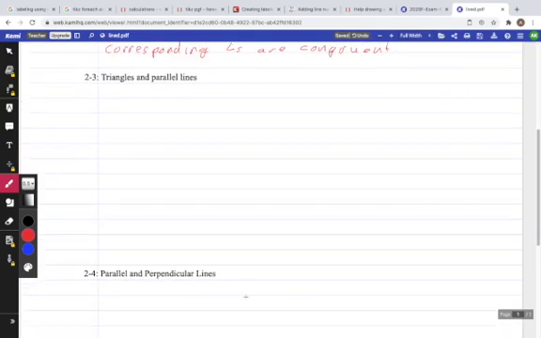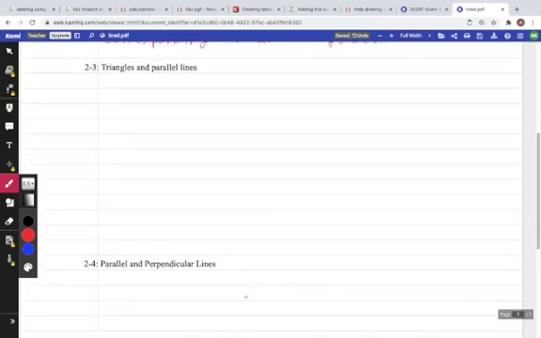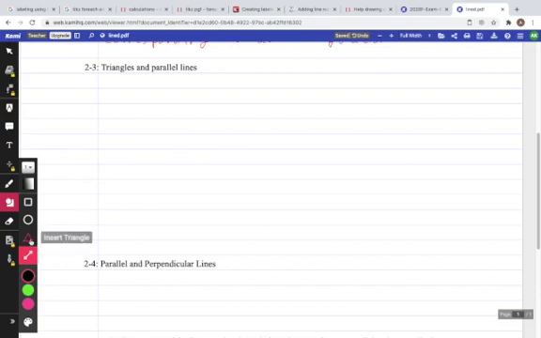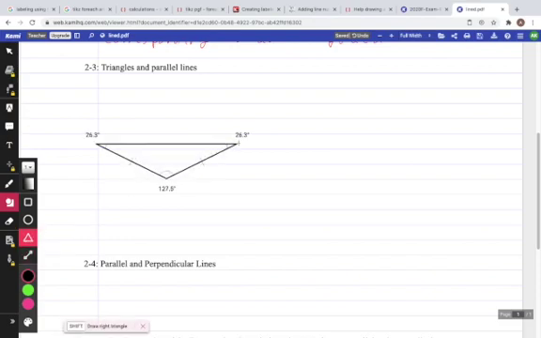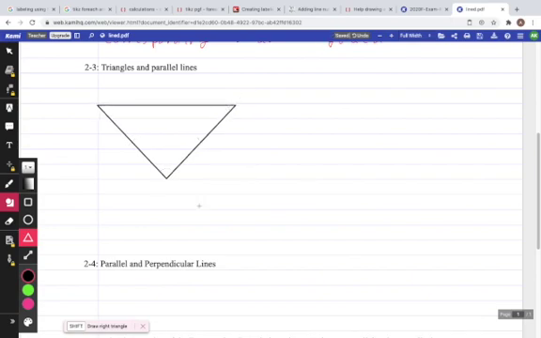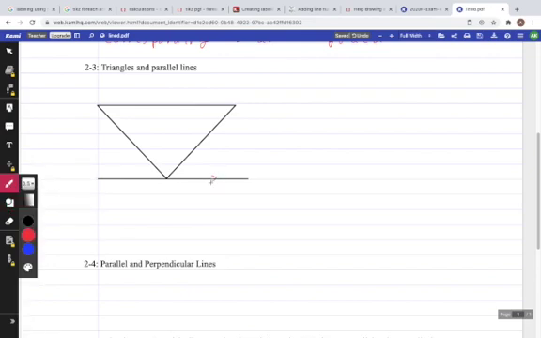Now the second bit, triangles and parallel lines. Well, here's honestly what it is. We have this triangle, and I'm going to put a line here. Okay. This line and this line are parallel. So we have that situation. What does this mean?